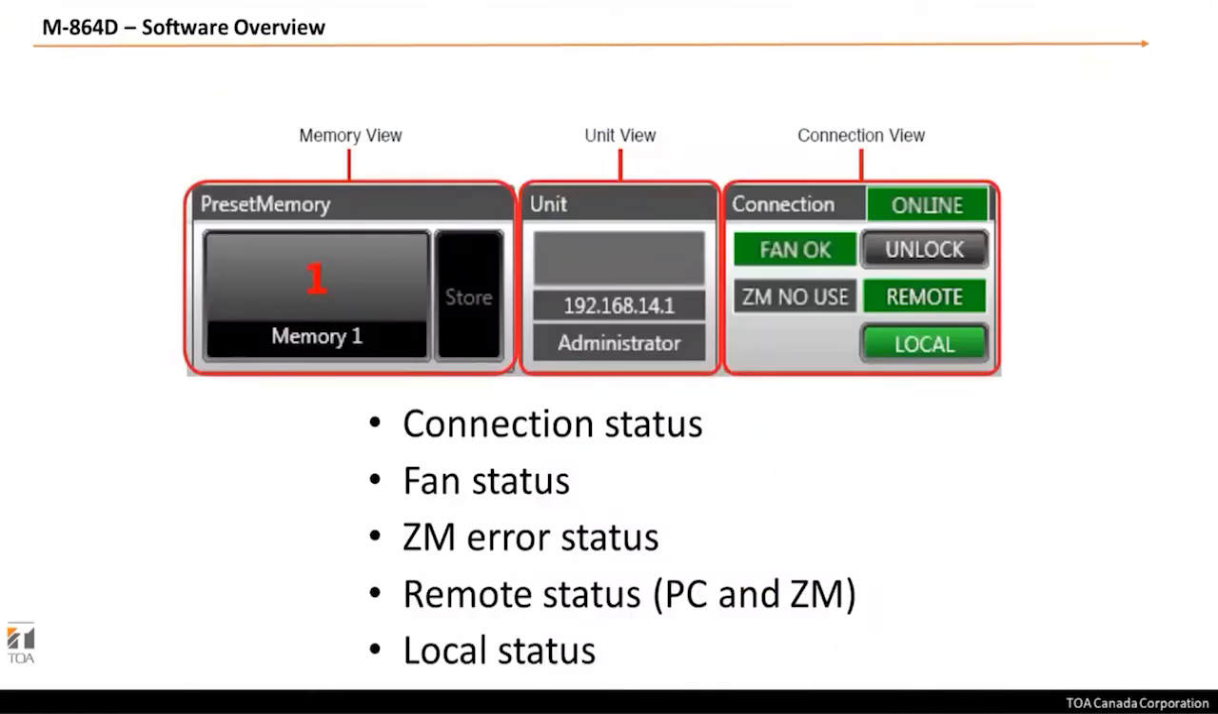So what we have available to us on the software, obviously, we have access to the memory view, the unit view, and the connection view. So basically telling us which preset we're utilizing, which unit is connected to our laptop, and we see the connection status as well on the software.